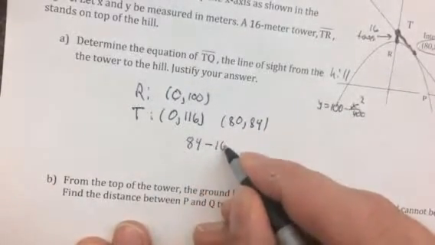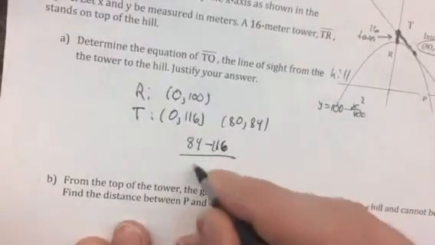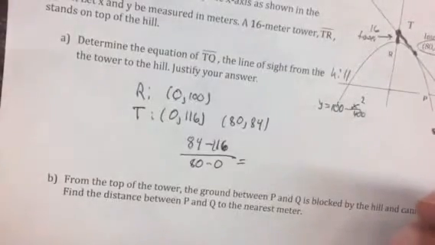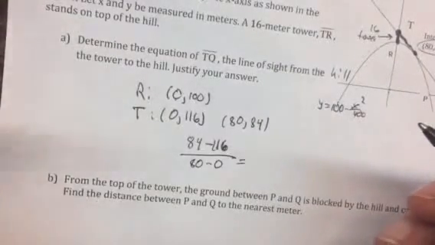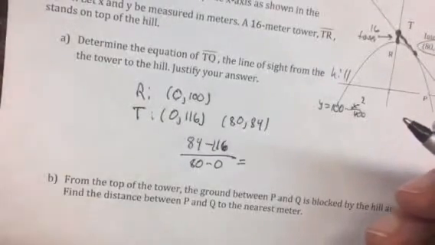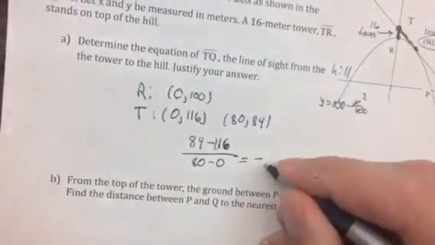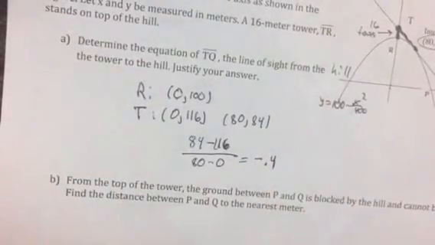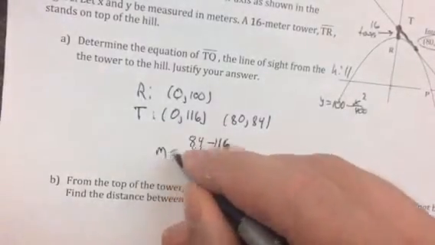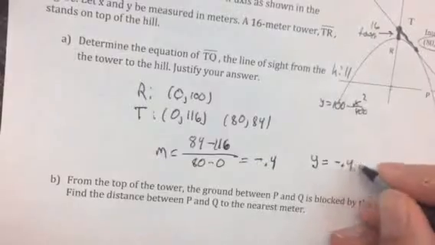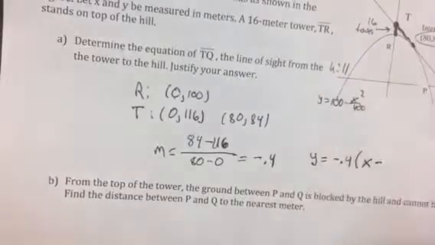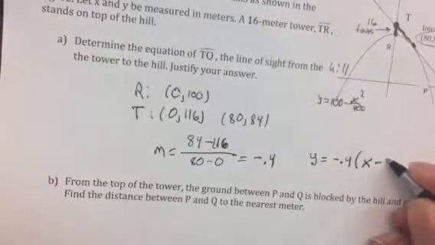84 minus 116, y2 minus y1, divided by x2 minus x1, I'm going to use a calculator here. I don't feel like doing this in my head. 84 minus 116 divided by 80 is negative 0.4. And so the equation of the tangent line is y equals the slope. Y equals negative 0.4 times x minus, I can use either one of these points because they're both on the tangent line. I'll use this one.